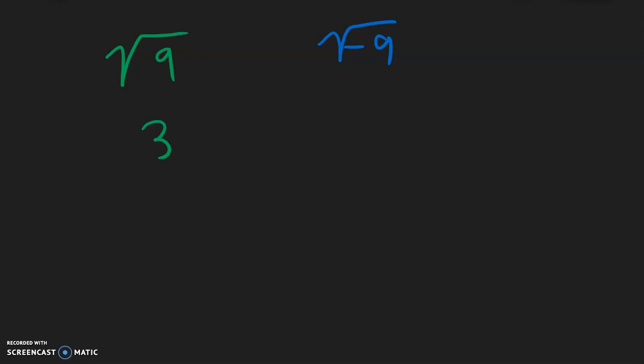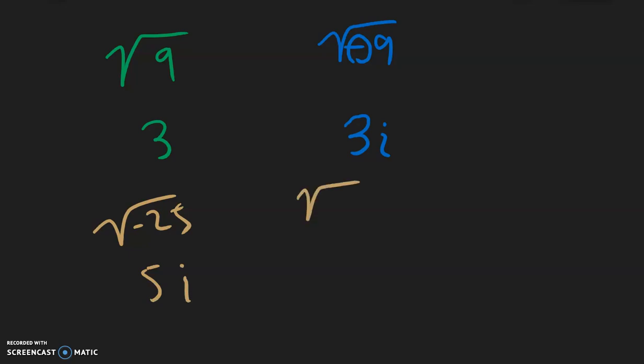But we have this thing called an imaginary number, so whenever I have a square root of a negative, that's going to be imaginary, so it'll be 3i. And likewise, square root of negative 25 will be 5i. Square root of 49 is going to be 7, and we don't need the i because that's a positive square root. And finally, square root of negative 100 is going to be 10i.